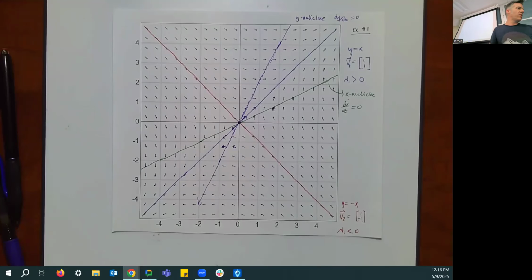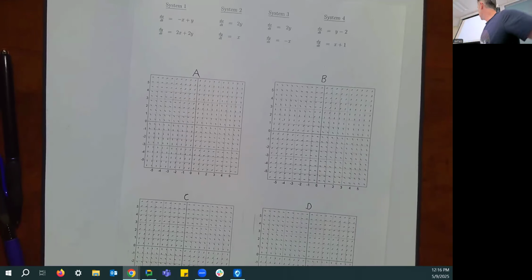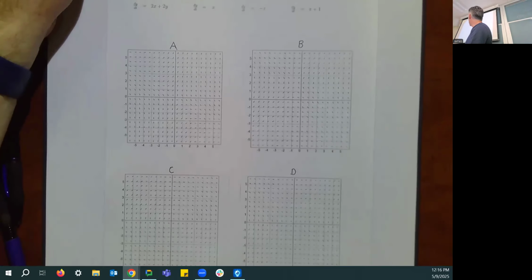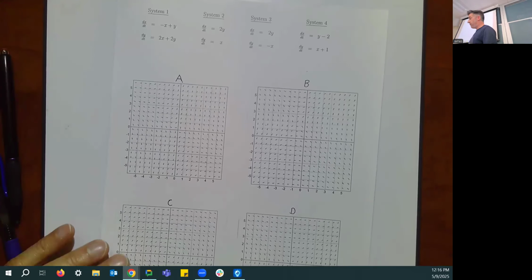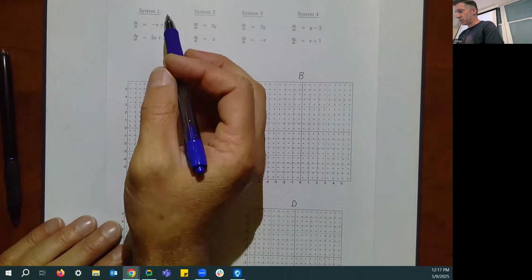So let's look at these equations here. The way I'm going to try and make this work is by looking at each equation, finding the null lines for an equation, and then trying to find the graph that has those null lines. That's not the only thing to do, but it's certainly the first thing I would do for any of these. So let's look at system one here.